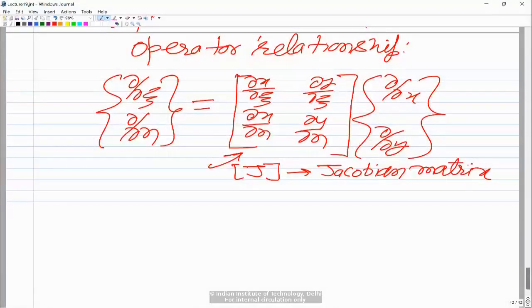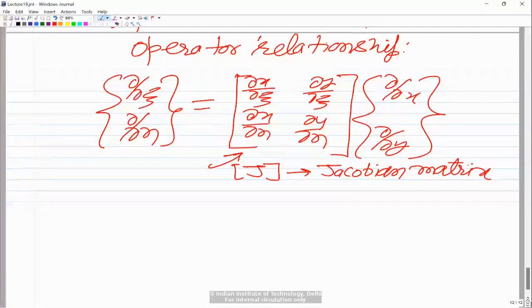So this is referred to as the Jacobian matrix. This is a 2 by 2 matrix for 2D problems, and for 3-dimensional problems it would be a 3 by 3 matrix, because then you will have three natural coordinates xi, eta, and zeta, and you will have three physical coordinates x, y, and z. So there this Jacobian matrix will become a 3 by 3 matrix.